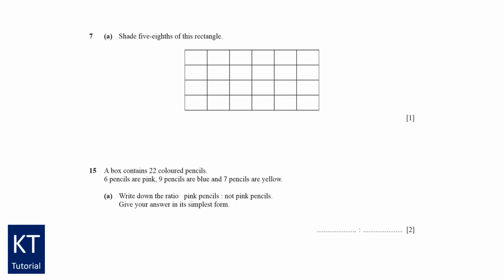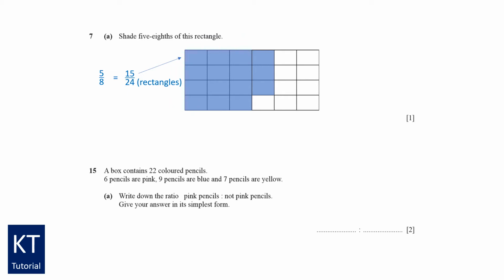Question 7a. Shade 5/8 of this rectangle. There are 24 rectangles altogether, with 5/8 being equivalent to 15/24. We should be shading 15 rectangles altogether.